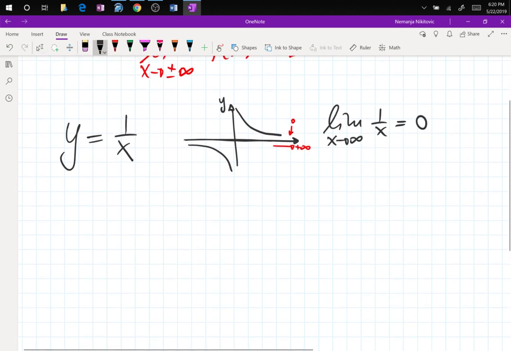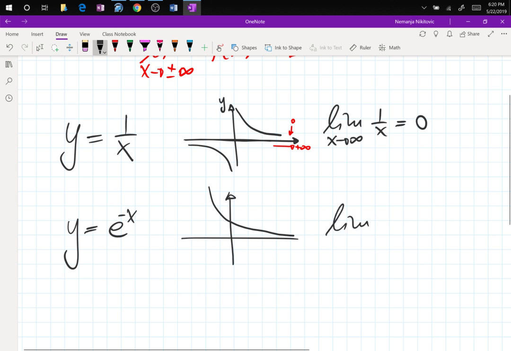Another example. y equals e to the negative x. This is the decay function. So what is the limit as x approaches infinity for e to the negative x? 0, exactly. It looks the same.